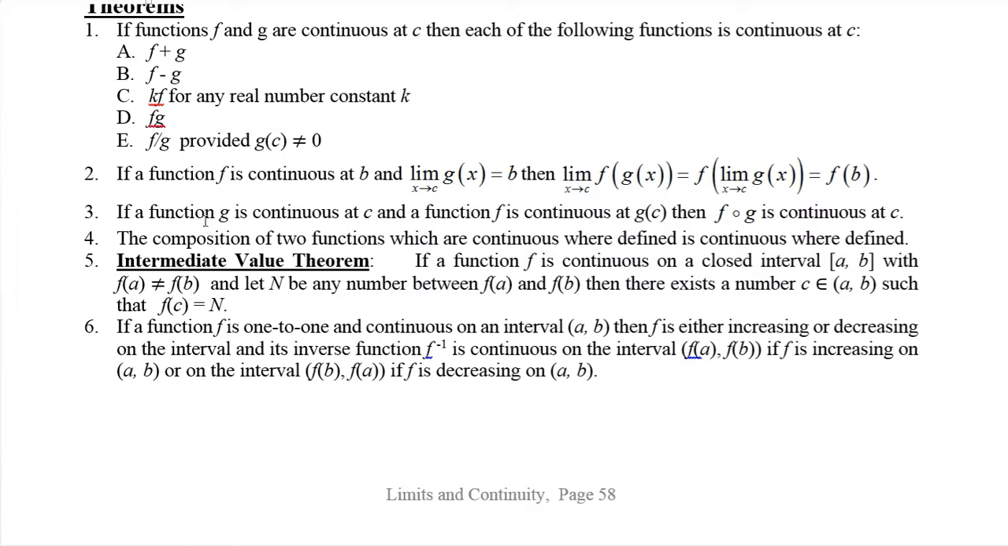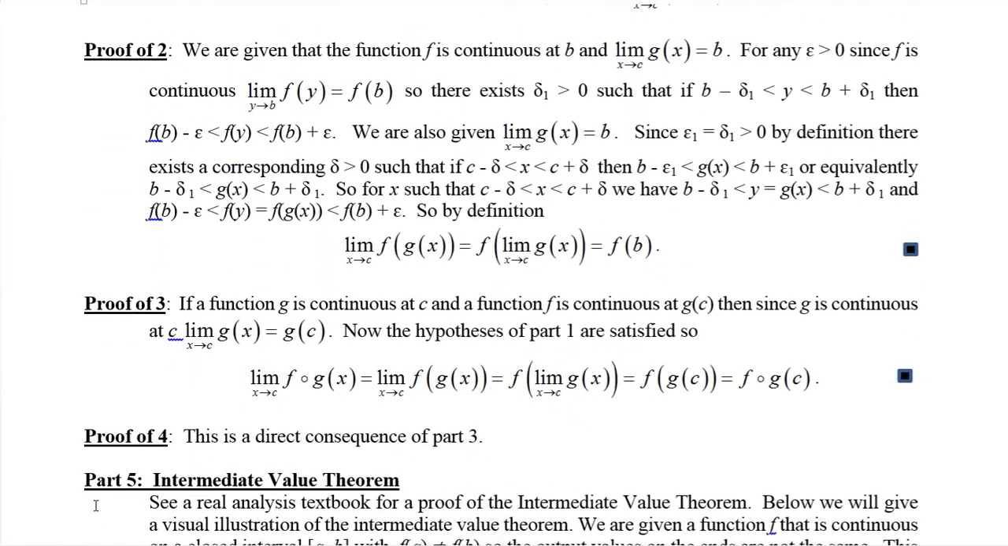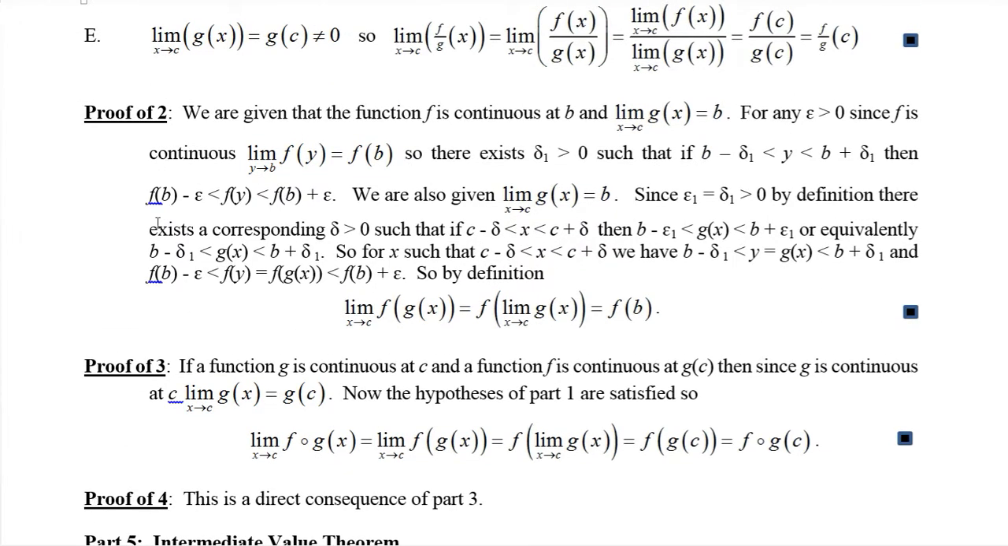Three, we're going to say if a function g is continuous at c and a function f is continuous at g of c, then their composition is continuous at c. So we're really just going to apply the last result. The proof is rather short here. Since g is continuous at c, the limit as x approaches c of g of x is g of c, and now we just apply the last result where b is g of c, and so we get the result.